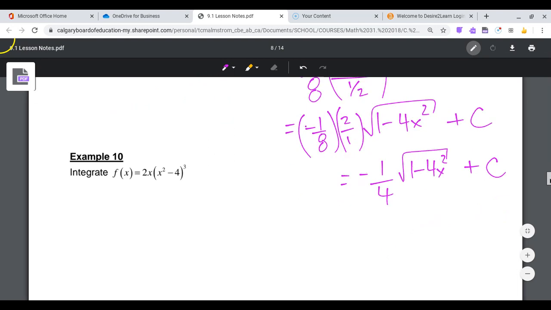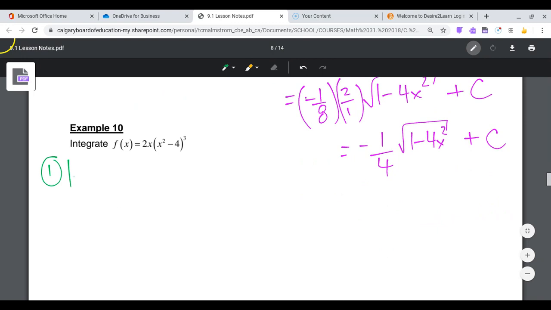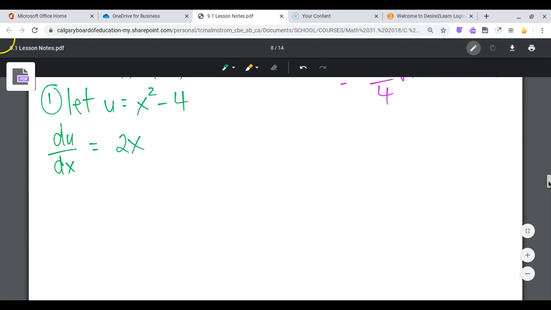All right, number 10. So first of all, let u equal... So we're always looking to see where is the inside function. That's who our u is going to be. So in this case, it's in the brackets. So x squared minus 4. du/dx, the derivative of that is 2x. And then when we rearrange, essentially the dx and the 2x switch spots. So I have dx is equal to du on 2x, and then I'm going to do my substitution.